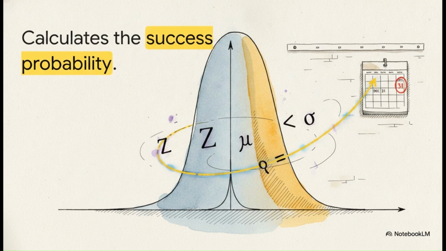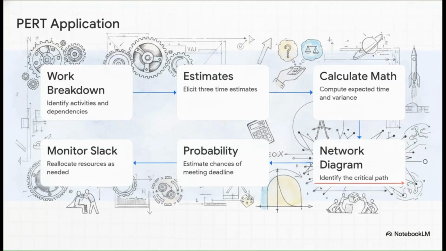So how do we actually apply this out in real work? It boils down to a pretty clean 6-step sequence. Step 1, breaking down the work. Step 2, ask for those 3 optimistic, likely, and pessimistic estimates from your experts. Step 3, calculate the expected time and variance. Step 4, build your network diagram and identify the critical path. Step 5, run your probability calculation for the big deadline. And finally, step 6, monitor your slack values so you can shift resources around as the project inevitably evolves.